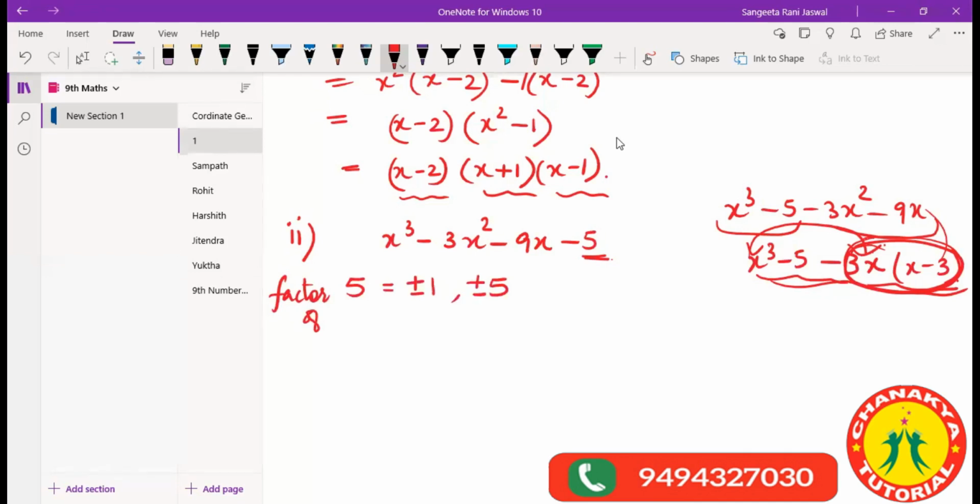Can we take out the common term for 5? Can we use the splitting of the middle term for 5? No, how can you do that for the number 5? So you take the factors of 5, 1 and 5 are the factors. It can be positive, it can be negative, right?